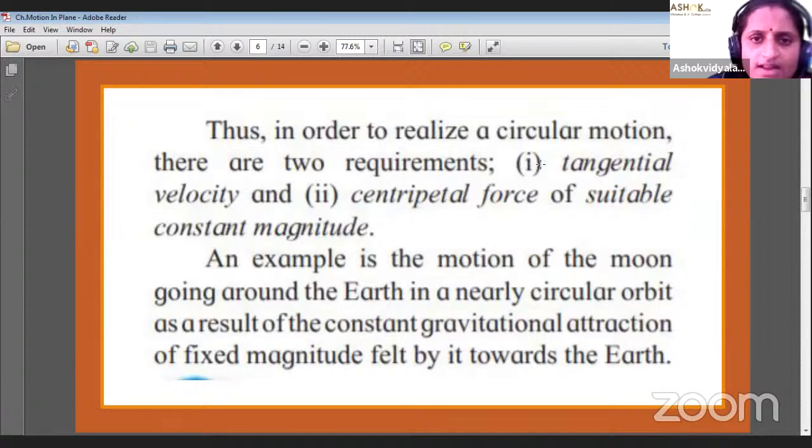Thus, in order to realize this motion, there are two requirements: tangential velocity, and a centripetal force of suitable constant magnitude. An example of this is the motion of the moon going around the earth in a nearly circular orbit as a result of the constant gravitational attraction of fixed magnitude towards the earth. This is an example of the centripetal force.